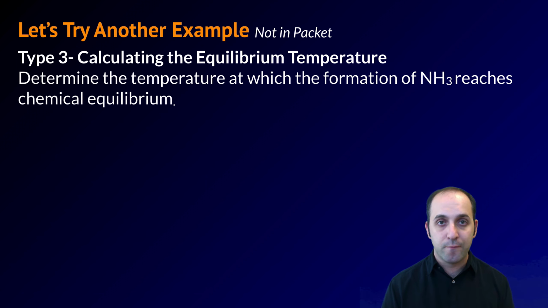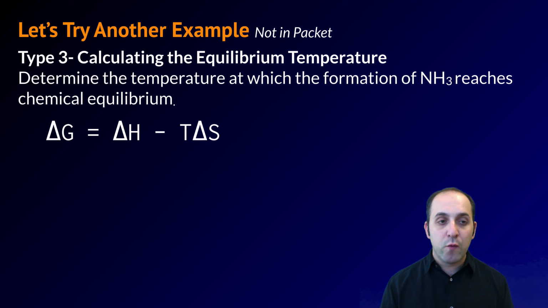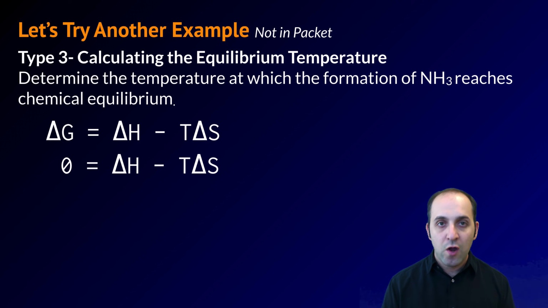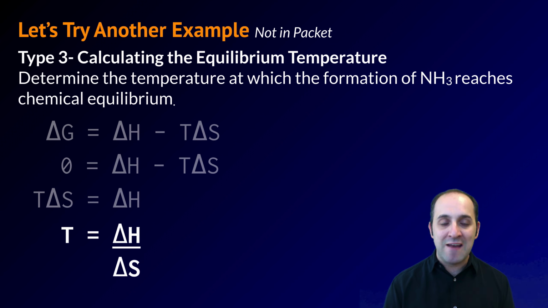So first, let's rearrange our Gibbs free energy equation to get this to work. Remember that at the equilibrium temperature, delta G is equal to 0. So 0 is equal to delta H minus T delta S. Add T delta S to both sides, and then divide both sides by delta S. You wind up with T, the equilibrium temperature, equal to delta H divided by delta S.